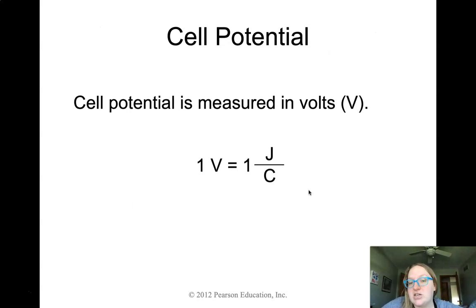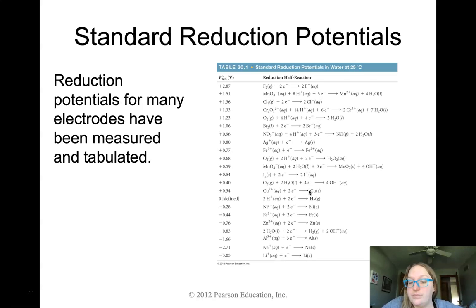Okay, so our reaction is going to have a unit of volts. You've heard the term volts before. This is just going to be the way that we measure the potential of our cell. 1 volt is equal to 1 joule per coulomb. Don't worry too much about that. Just know that the unit is the volt.